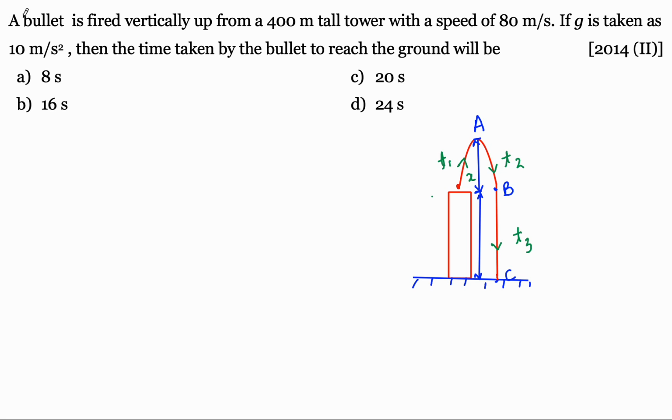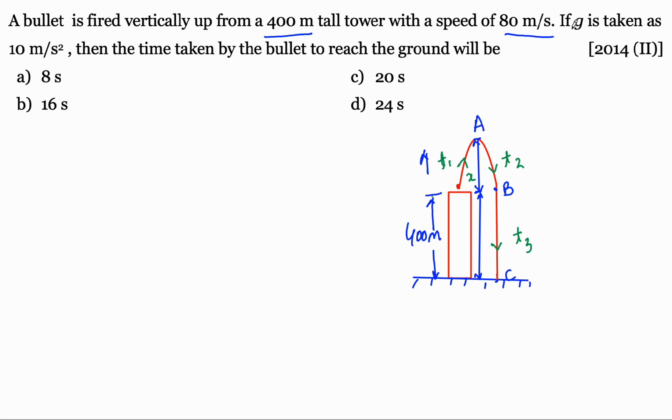Now, a bullet is fired vertically up from a 400-meter tall tower with a speed of 80 meter per second. What is given to us: a vertically tall tower. As you can see, this is a tower which is 400 meters in height. Now the speed when the bullet is fired in the upward direction is also given to us, which is 80 meter per second.